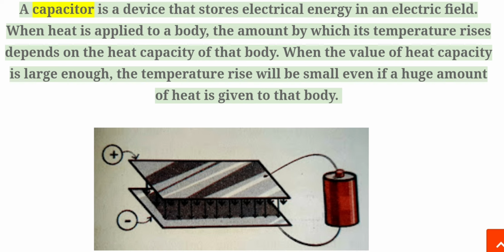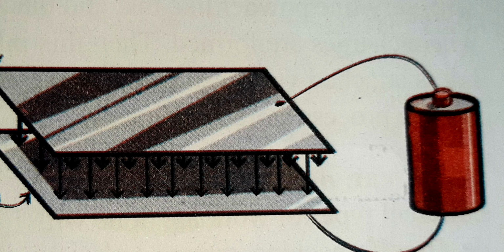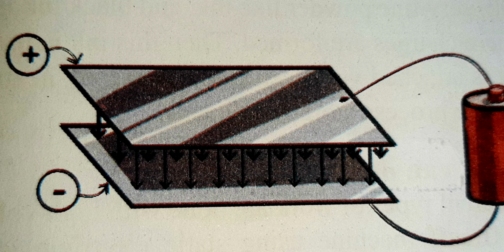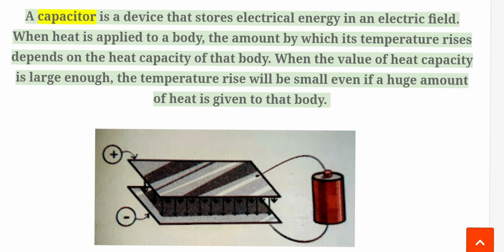When heat is applied to a body, the amount by which its temperature rises depends on the heat capacity of that body. When the heat capacity is large enough, the temperature rise will be small even if a huge amount of heat is given to that body. So that is the capacitor.